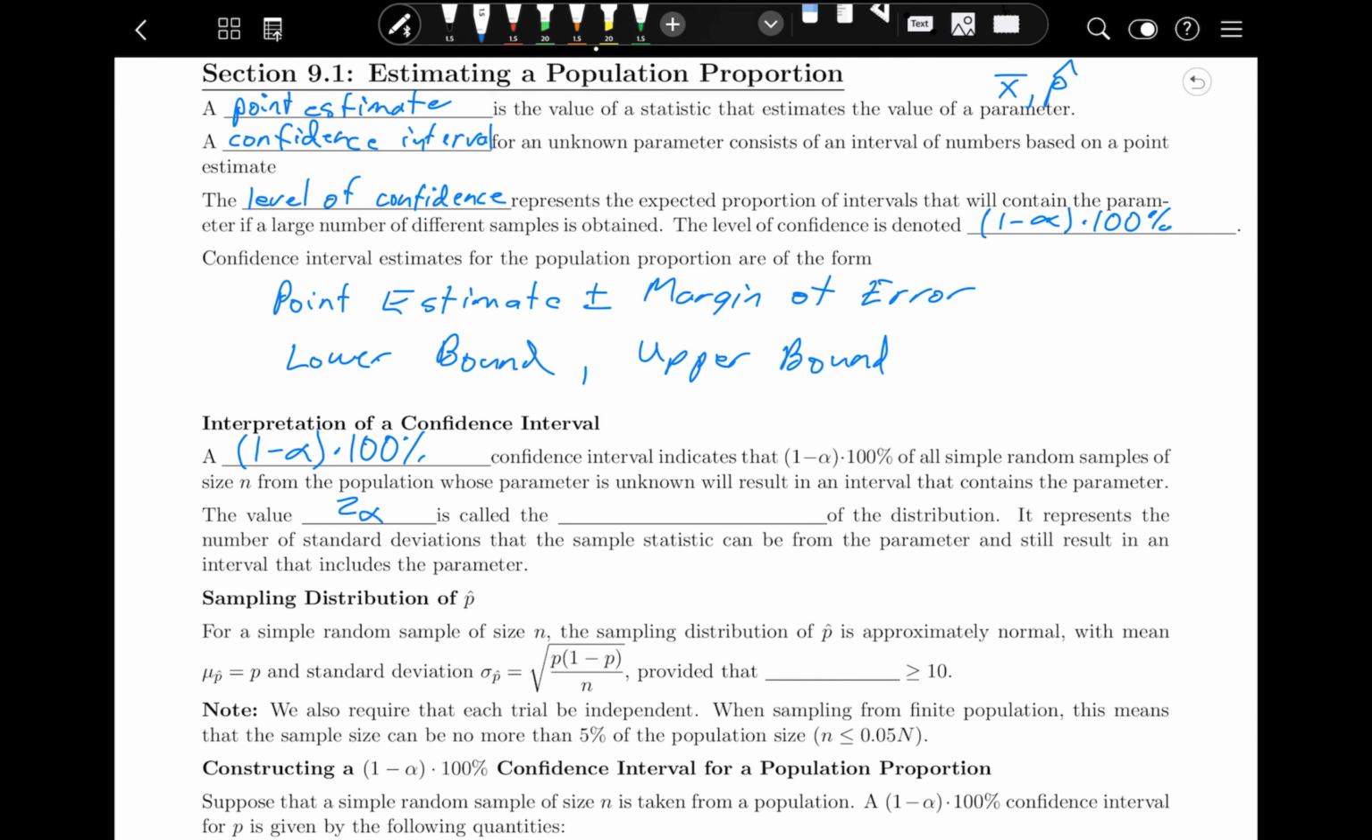Z sub alpha is called the critical value of the distribution. It represents the number of standard deviations that the sample statistic can be from the parameter and still result in an interval that includes the parameter. In general, for confidence intervals, because we're doing an interval of values and there are values on the outside on both sides, we usually do it as z sub alpha over 2. But a critical value in general is just z sub some area that is outside of our data value.